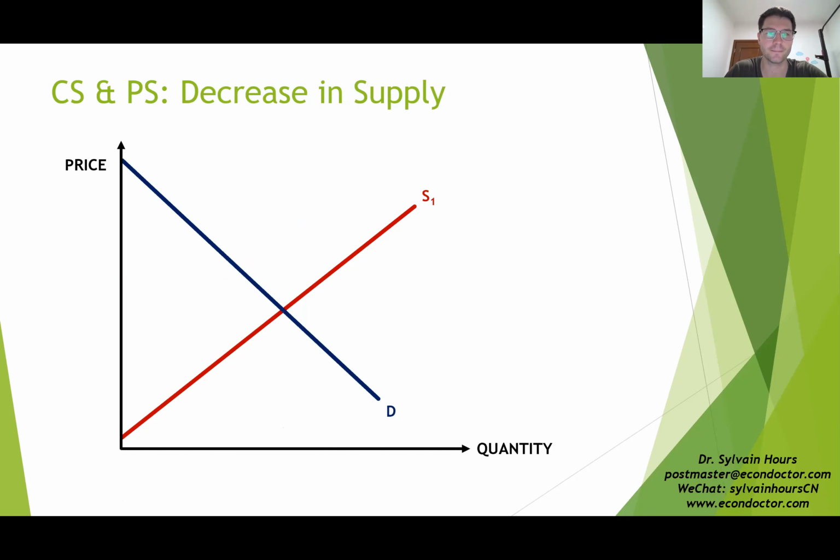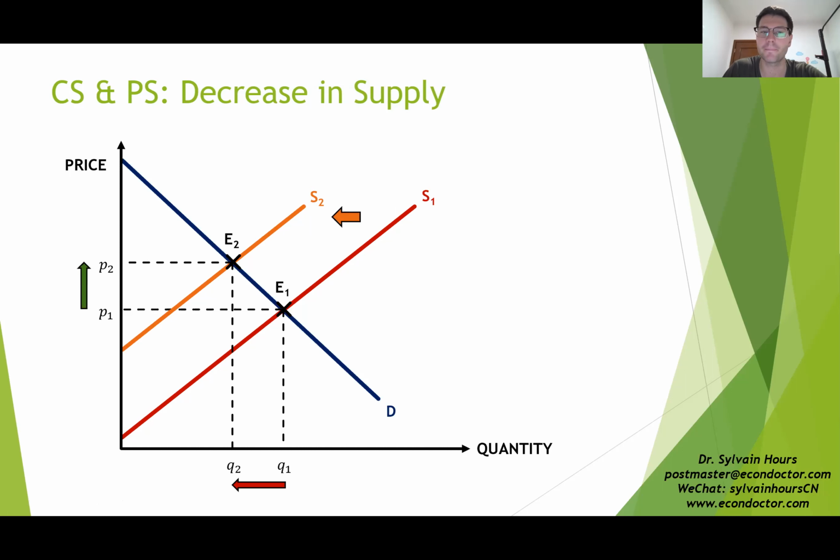And finally, decrease in supply. Clearly, that's bad for consumers. You see that consumer surplus definitely decreases from CS1 to CS2. So consumers lose some surplus. And it's also bad news for producers because their producer surplus will decrease. Again, that's the same argument as before, just reverse it.